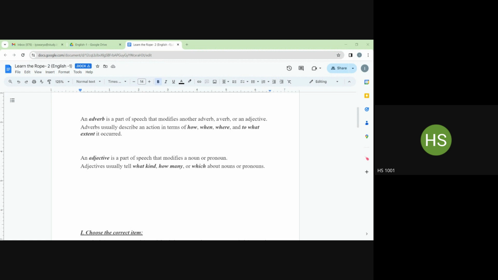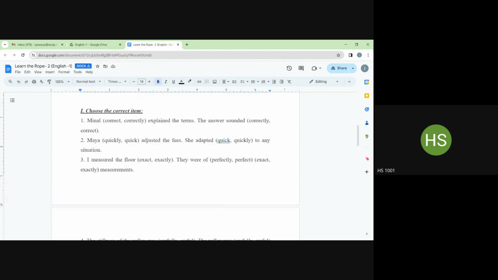We'll move ahead and start doing the exercises. Okay, let's do this one. The first one. This is all to choose the correct item, which means this has both adverbs and adjectives in the brackets. Based on your understanding of what adverbs and adjectives are, you're going to find out which one fits correctly. The first question, Meenal, 'correct or correctly explain the terms'.